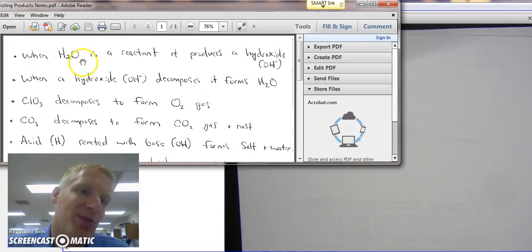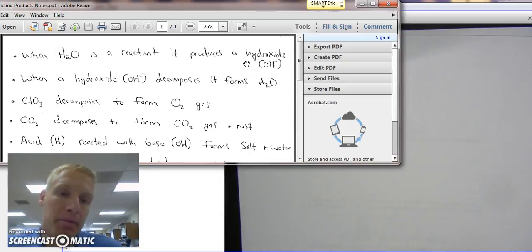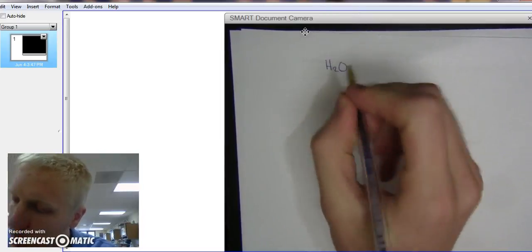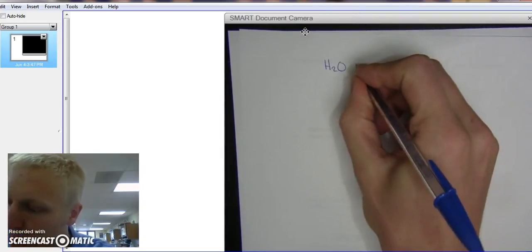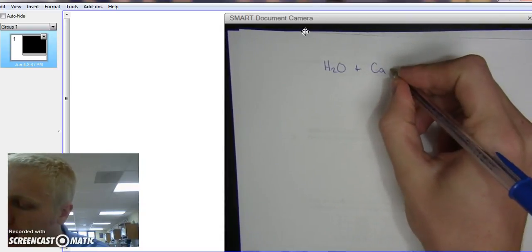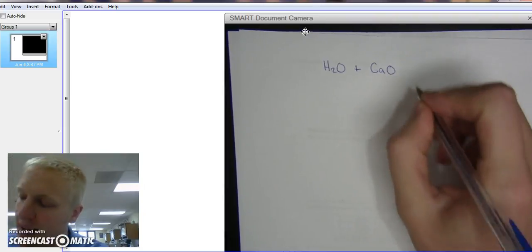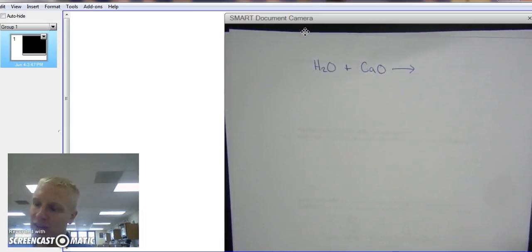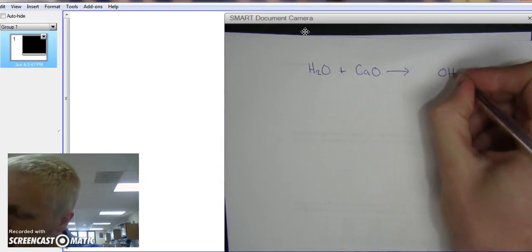So when H2O is a reactant, it produces a hydroxide, which is a cation with an OH, a base. So doing an example of this, it says when H2O is a reactant, it produces a hydroxide. So H2O is a reactant, and we're going to add, let's say, calcium oxide, CaO. So if you see this, you know right away a hydroxide is formed, so that's OH something.